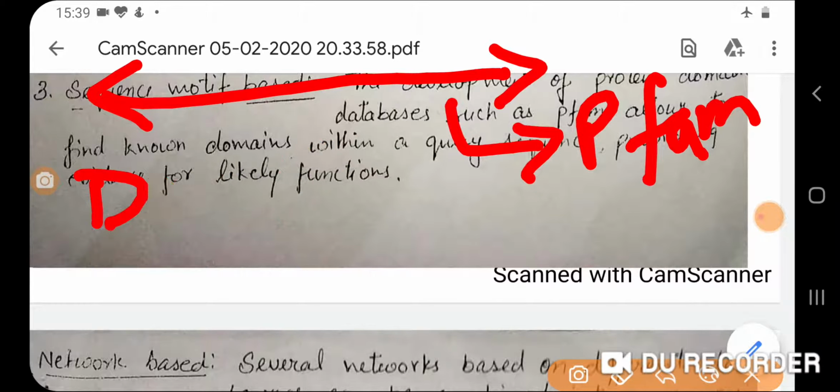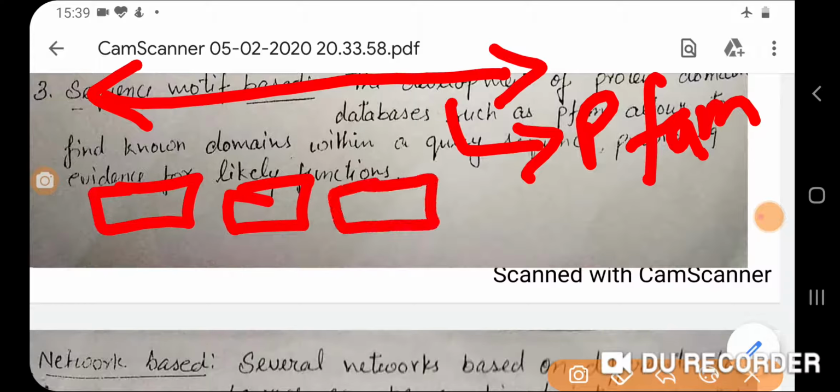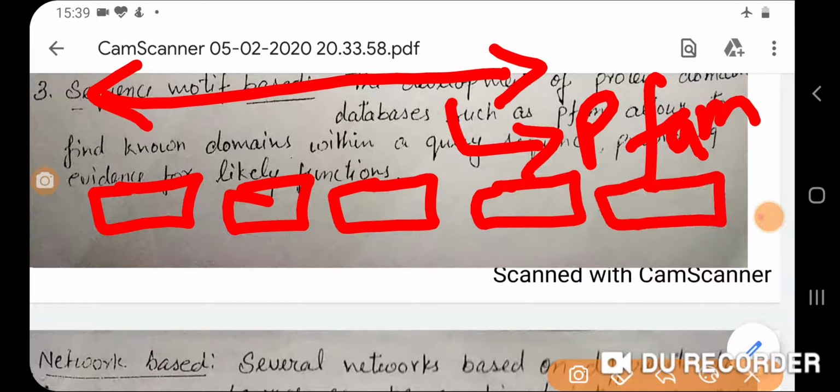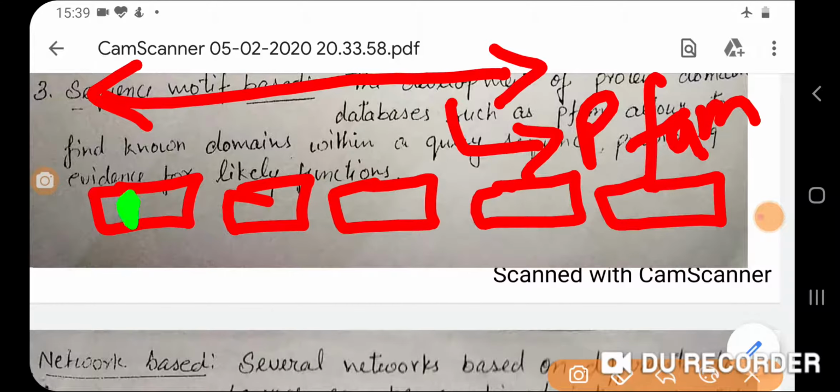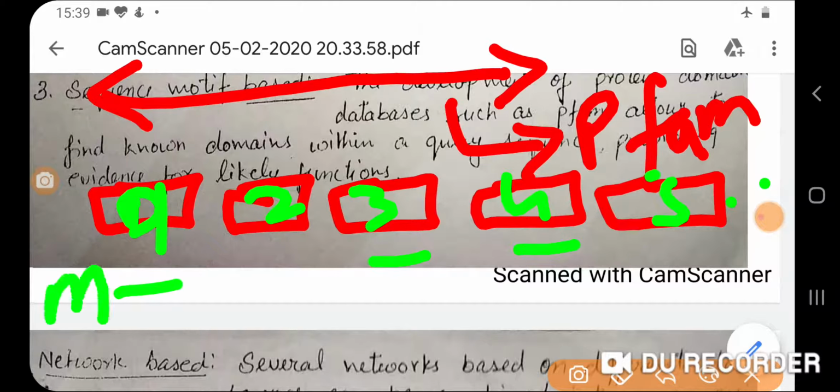And you find the domains of this sequence: 1, 2, 3, 4, 5. These are the 5 domains. They are not motifs, they are domains. When you found the domains, like D1, 2, 3, 4, 5 and so on, and you find that 1, 3 and 4 are matching, it means it is a motif, it is repetitive. And the others are not matching.